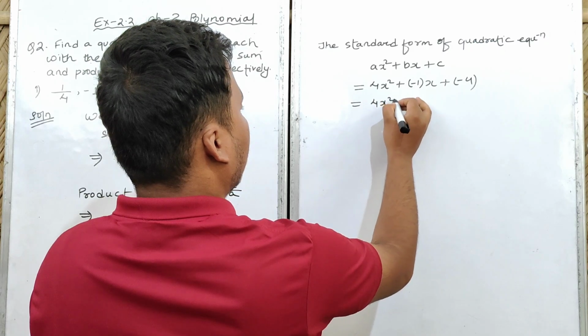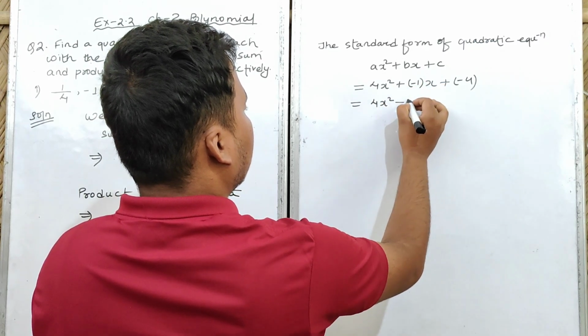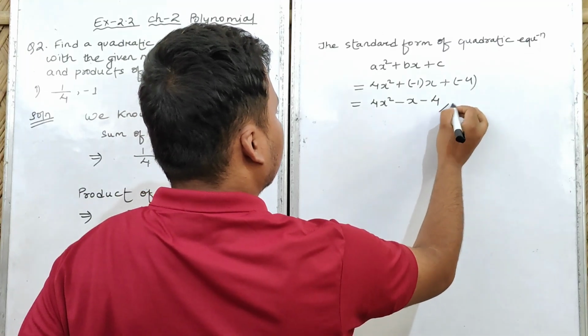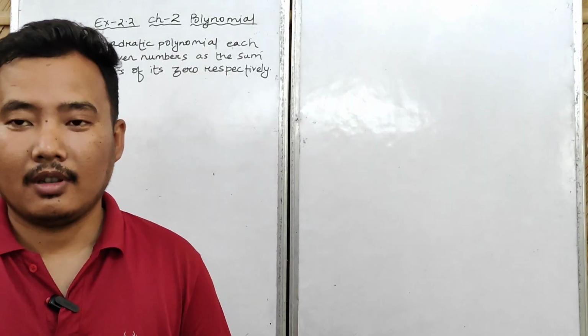So 4x². So plus minus, so 1 into x कितना होगा? x plus minus, so 4. So what you got? 4x² minus x minus 4.